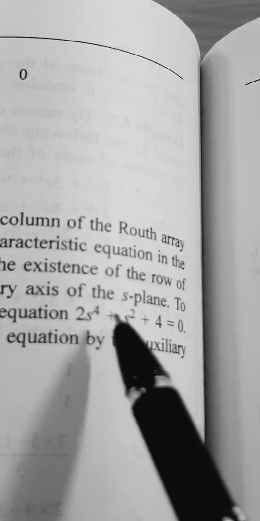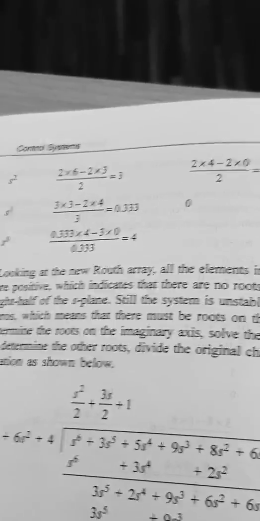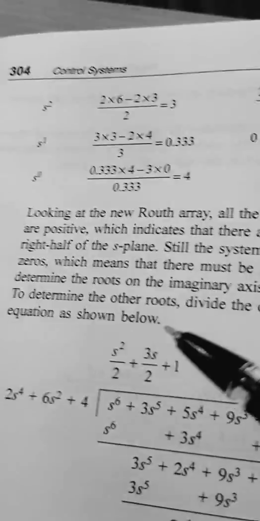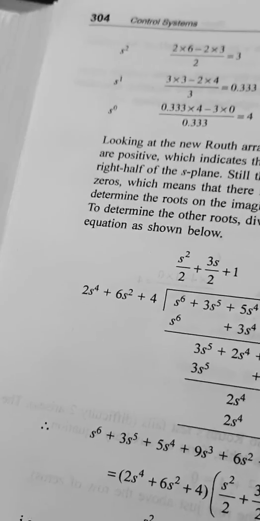That is 2s raised to 4 plus s square plus 4 is equal to 0. And to determine the other roots, divide the original characteristic equation by the auxiliary equation as shown. So you should remember this properly.